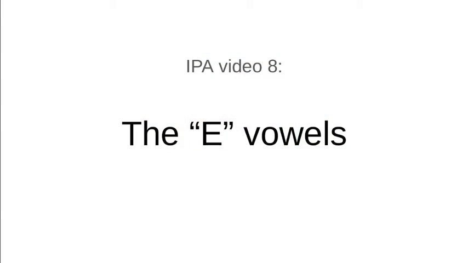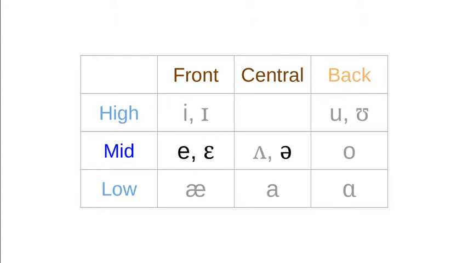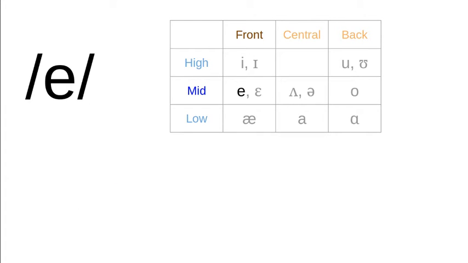In this video, we'll go over the 3 vowels that have symbols related to the letter E. These 3 vowels represent, from left to right, the sounds A, E, and E. Let's go through them one by one. First, we have the A sound, represented by the lowercase e.